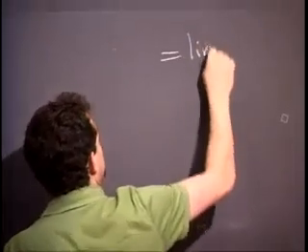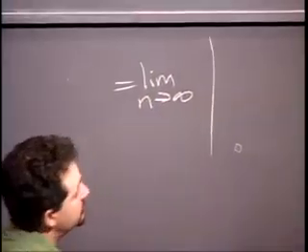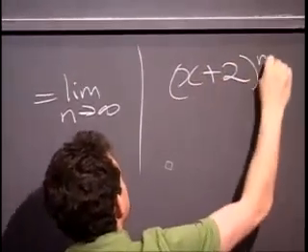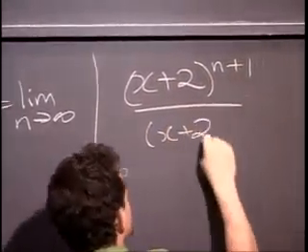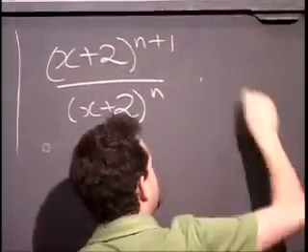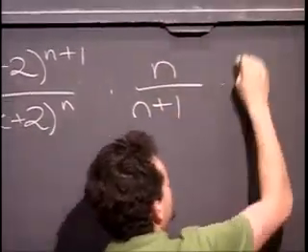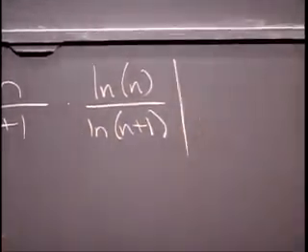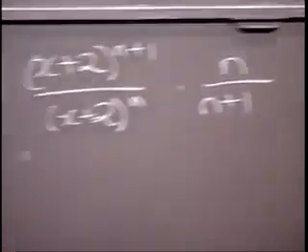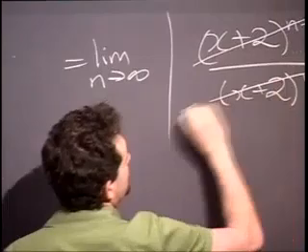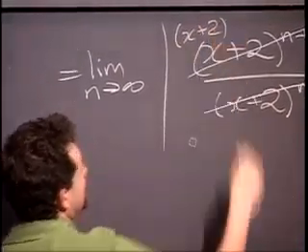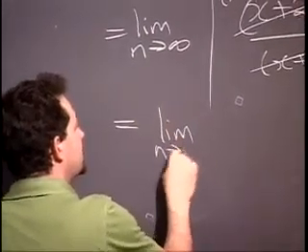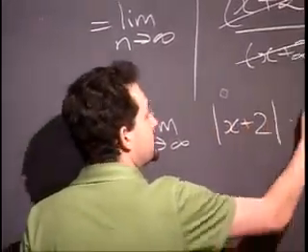We just do a bit of grouping. We're going to get an x plus 2 to the n plus 1 over x plus 2 to the n. But the rest of it's going to flip around, so we'll have an n over n plus 1, and we'll have a log n over log of n plus 1. All right. So most of this we can drop the absolute values. If we cancel this and this, we will still have an x plus 2, which does need the absolute values. So this is the limit as n goes to infinity of the absolute value of x plus 2, and then the rest do not need the absolute values.